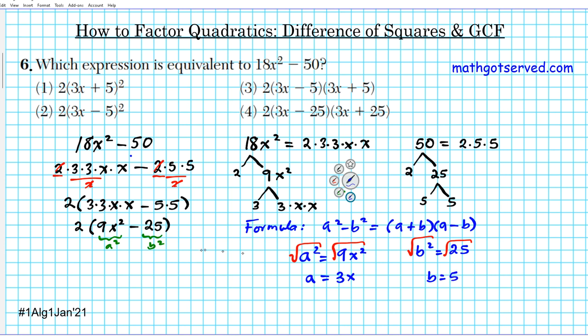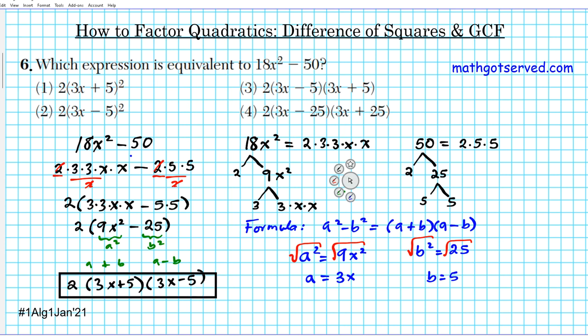Okay. So now we're going to just put in, following the formula, a squared minus b squared is the same thing as a plus b times a minus b. Okay, we already know what our a's and b's are. Now don't forget the GCF we factored out earlier. So that 2, we bring it down. And then we have a plus b, which is 3x plus 5, times a minus b, which is 3x minus 5. Bam. Ladies and gentlemen, there goes our answer to question number 6.